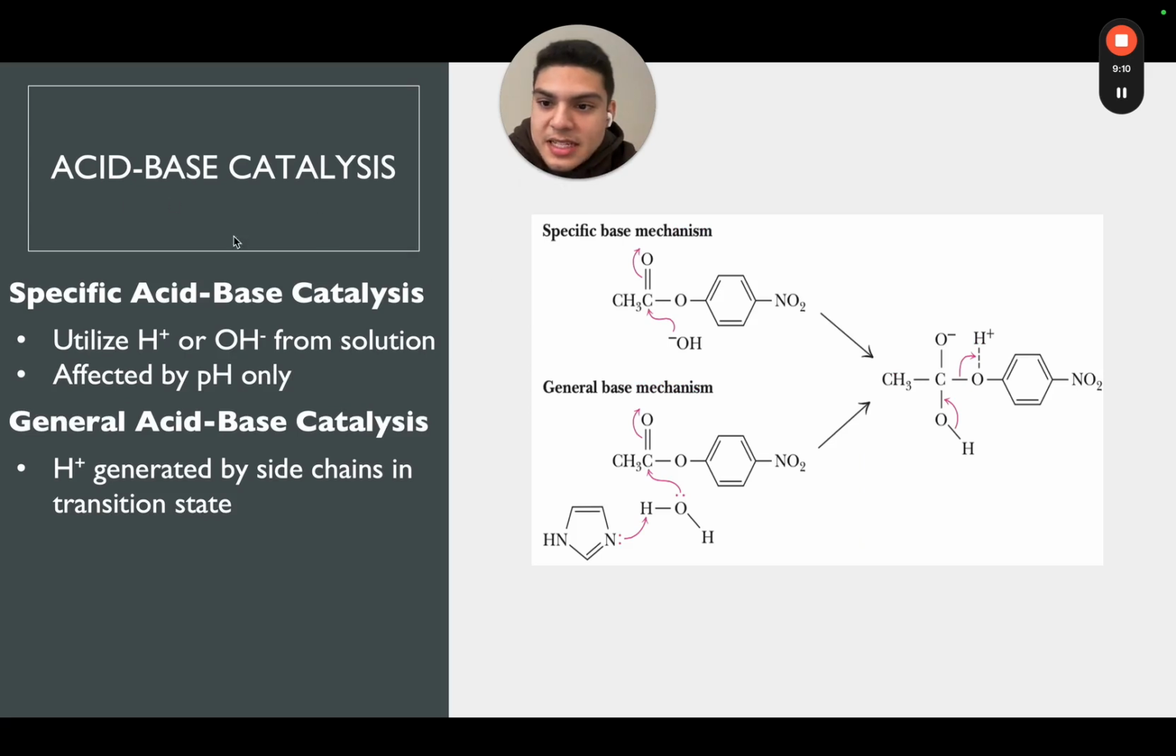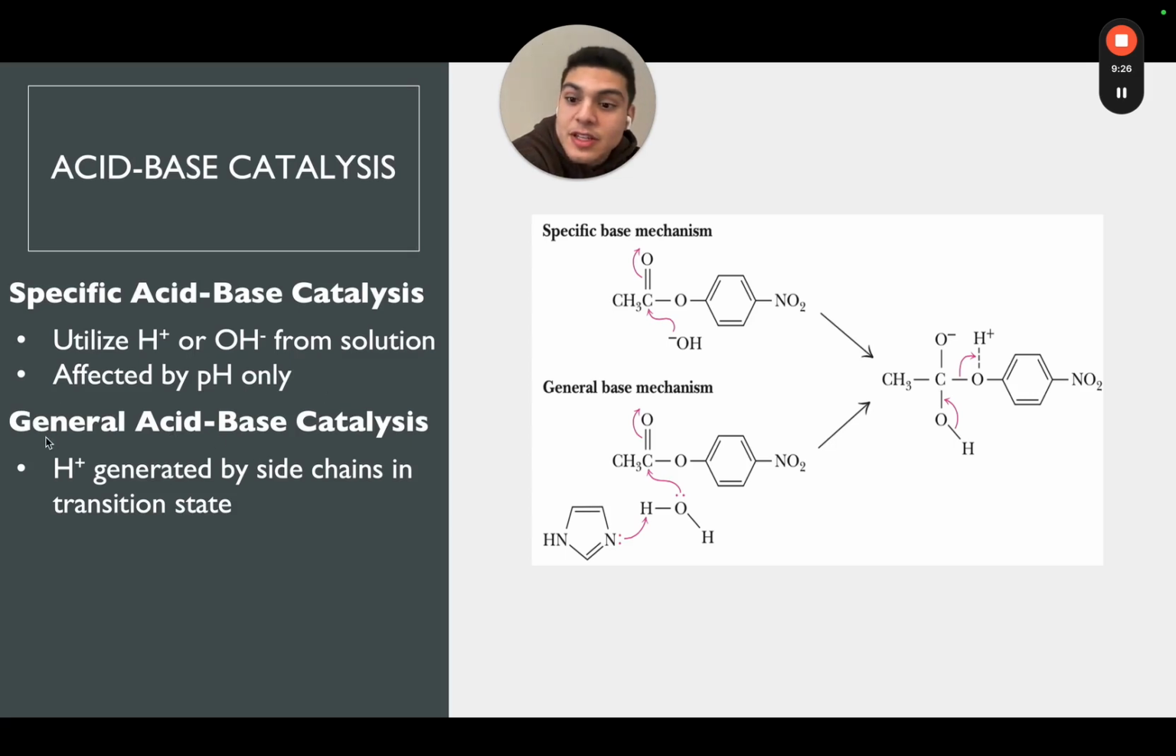Then the next one is acid-base catalysis. So specific acid-base catalysis utilizes either protons or hydroxide ions from solution, and it's affected by pH, because obviously if you have hydroxides and you lower the pH, there are going to be no hydroxides any longer.